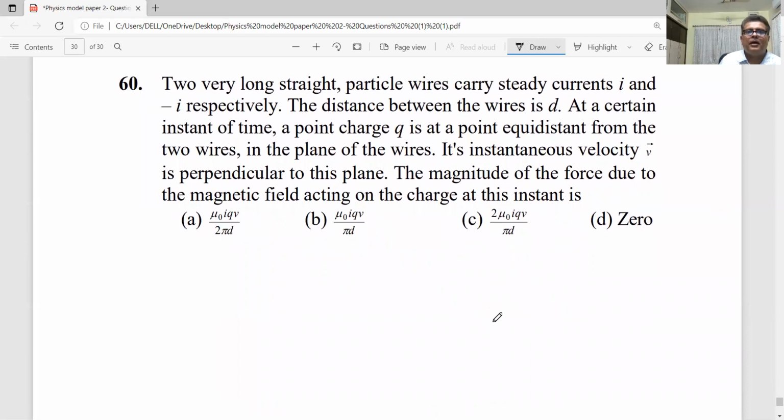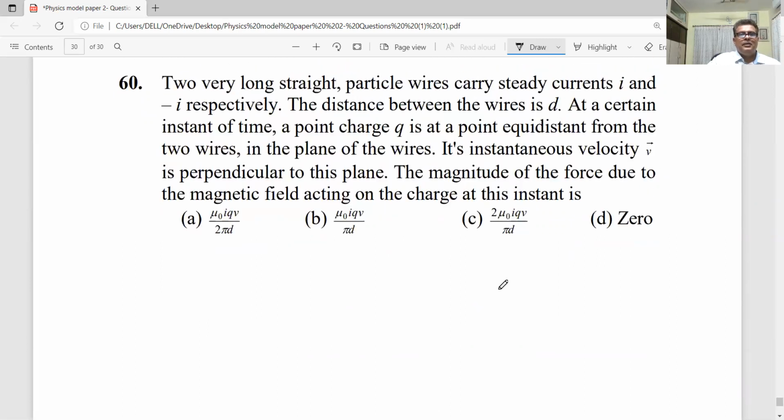Two very long straight parallel wires carry steady currents I and minus I respectively. The distance between the wires is d. At a certain instant of time, the point charge q is at a point equidistant from the two wires in the plane of the wires. Its instantaneous velocity is v vector, which is perpendicular to this plane. The magnitude of the force due to the magnetic field acting on the charge at this instant is?